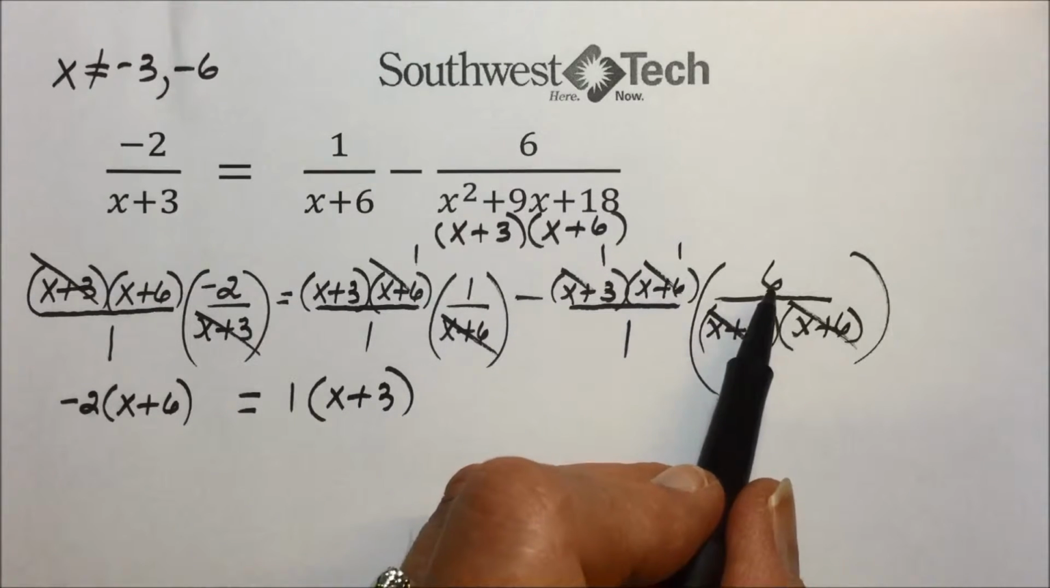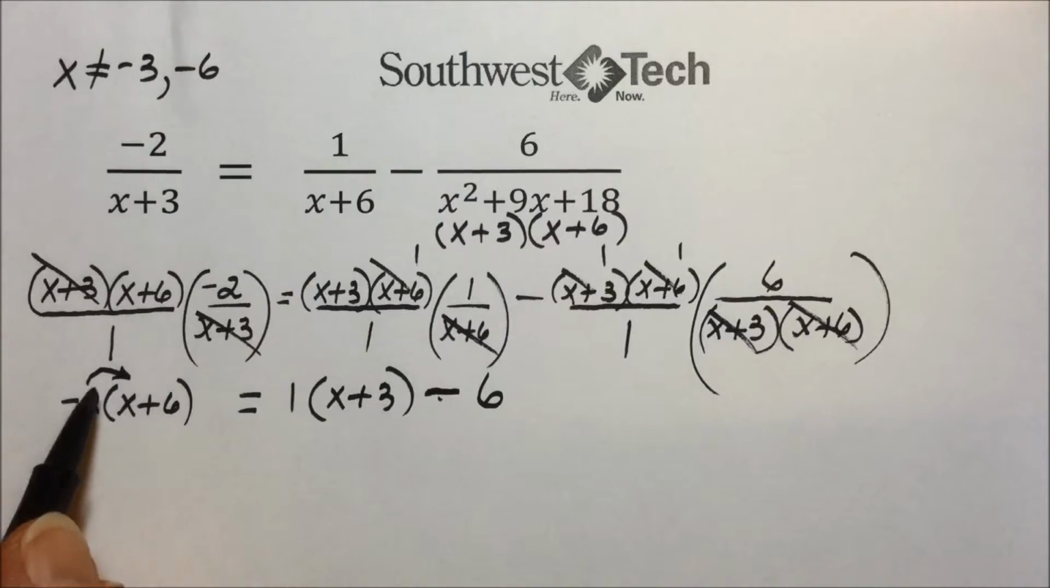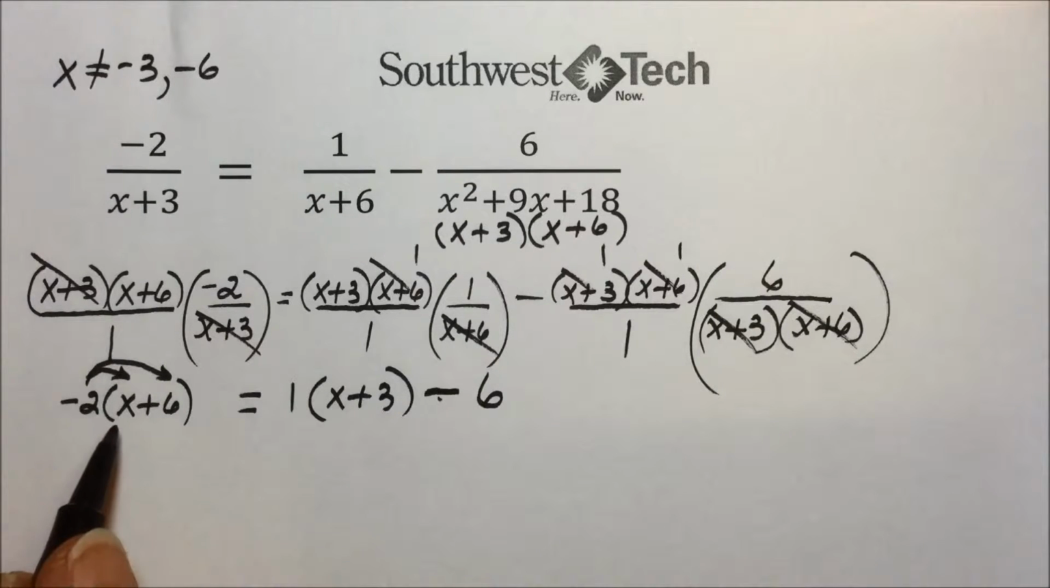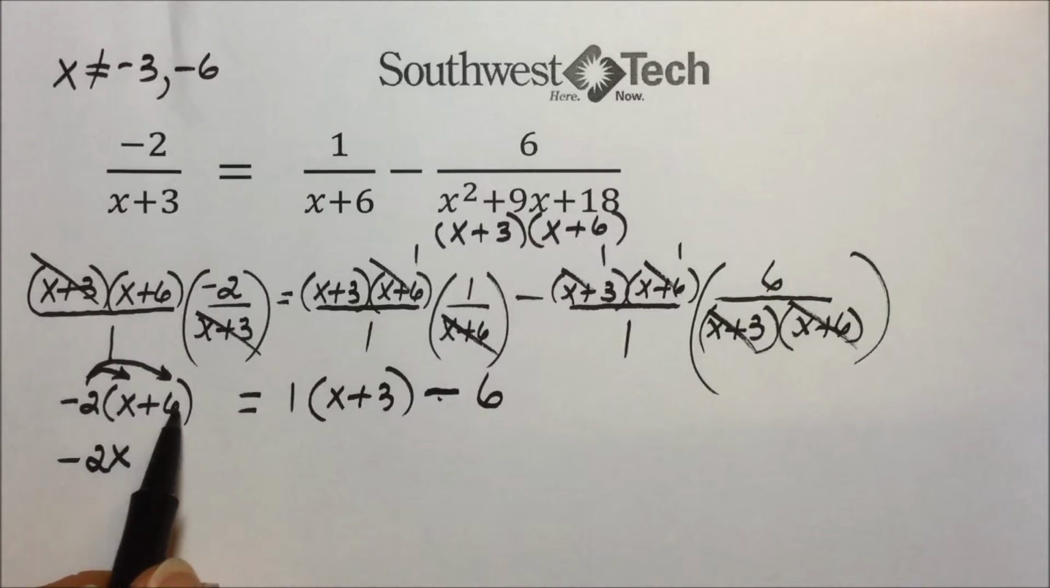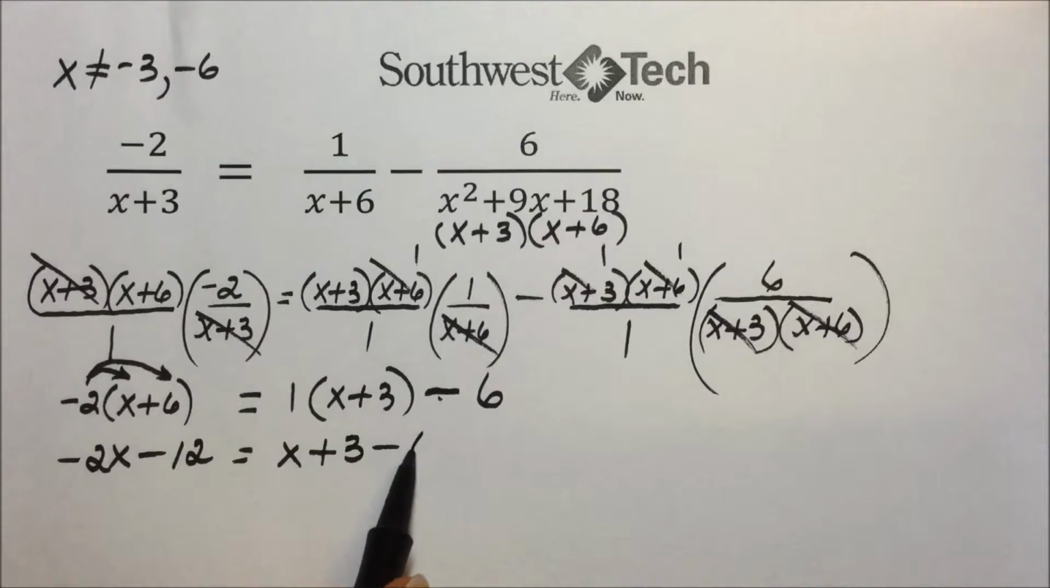1 times 6, and we have a minus there, is a minus 6. Simplifying further, our rational equation is gone. We're simplifying the equation, starting with distributive here on the left, 2 times x. A negative times a positive leaves us with a negative 2x. Negative 2 times positive 6 is a negative 12. The 1 times this quantity is just that quantity, and we still have our minus 6.